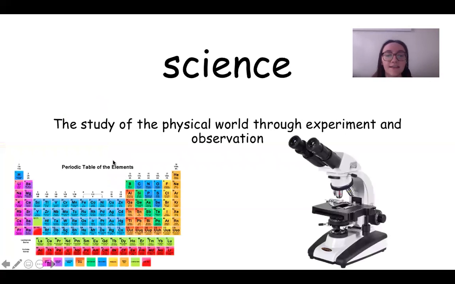Science. Science is the study, right, of the physical world through experiment and observation. So it means that you're looking at the physical world and you're using experiments and observations to learn about it. So I did a picture of the periodic table of elements, which is used in science. It's used in chemistry, and then a microscope. So if you study to be a nurse, you're studying science. Nurses study science. They study medical science, right?